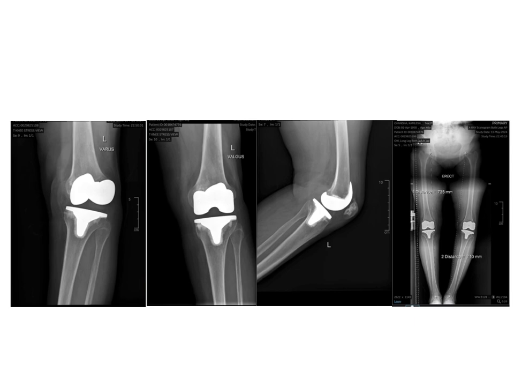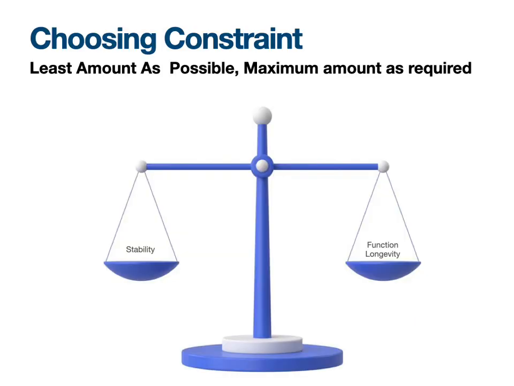So, when you talk about choosing the constraint, it is clearly a choice between stability and function/longevity. We want to use the least amount possible. However, it should be adequate, and that is why it should be the maximum amount as required. It should provide enough stability without compromising the function or longevity.